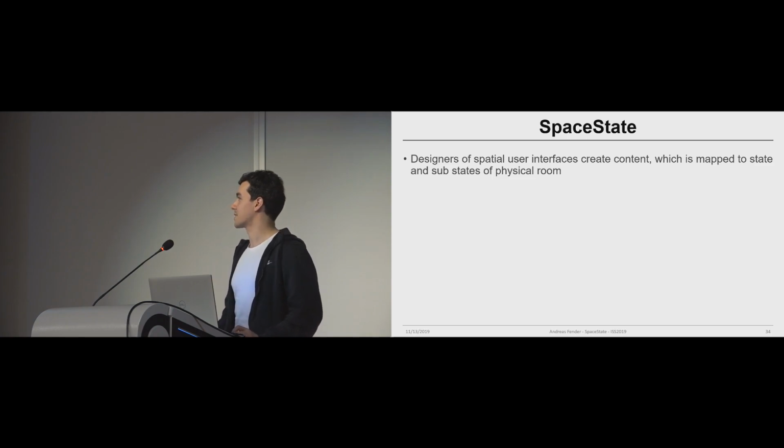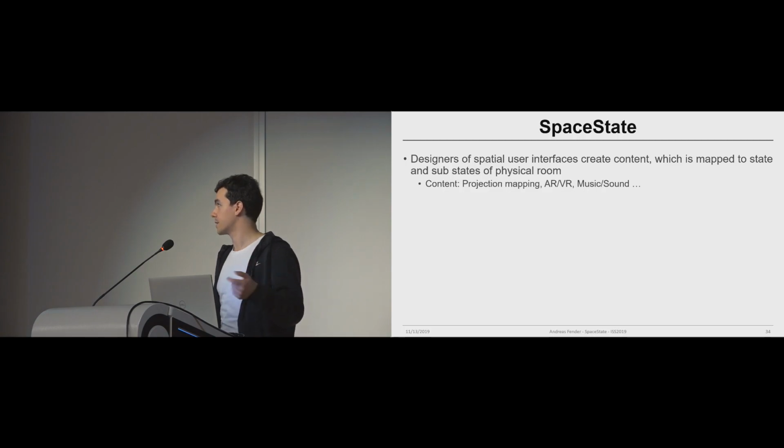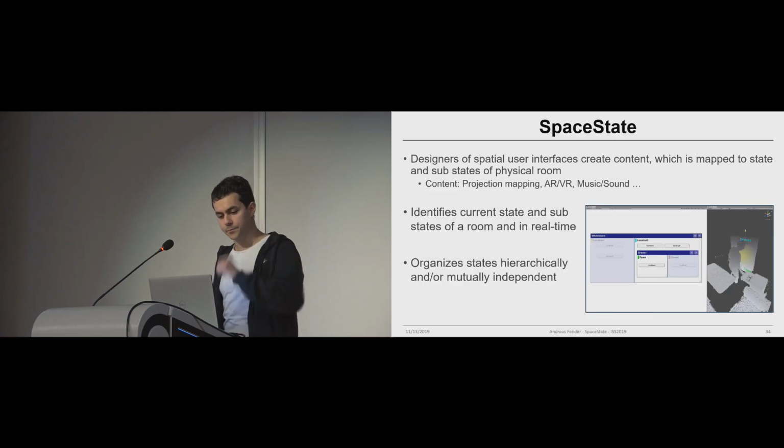SpaceState allows designers of spatial user interfaces to create content which is mapped to the state and the substates of the physical room. That content can be projection mapping, as shown in this presentation, but it is, of course, not limited to that. It could be AR and VR content, could also be music and sound effects and stuff like that. And the system identifies the current state and the substates of the room in real time, and it organizes states hierarchically and or mutually independent.